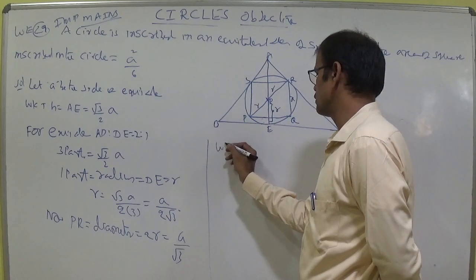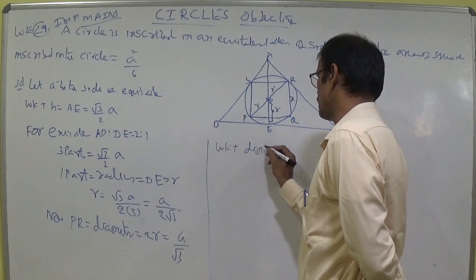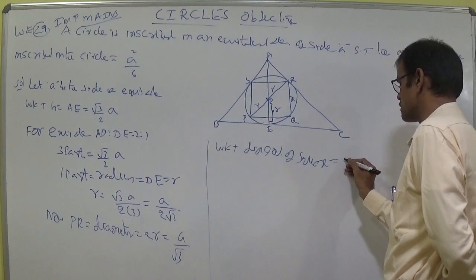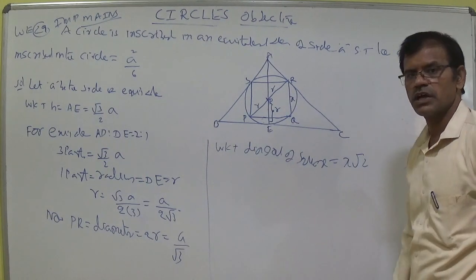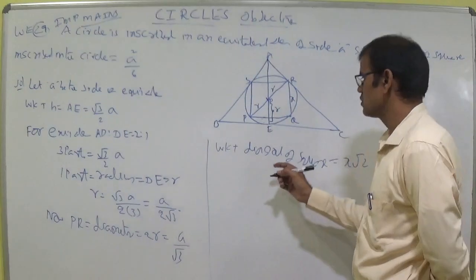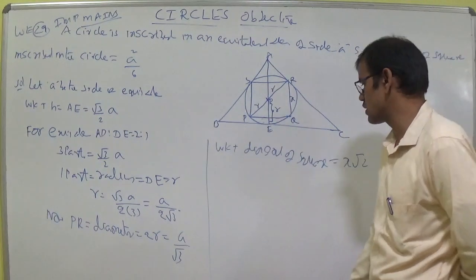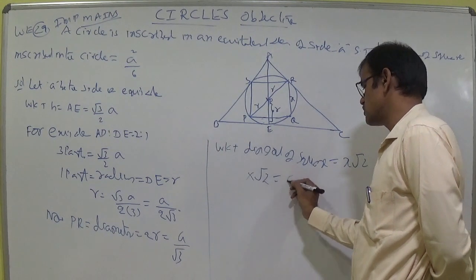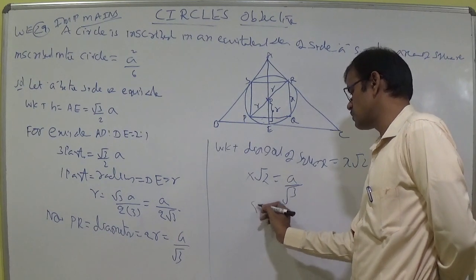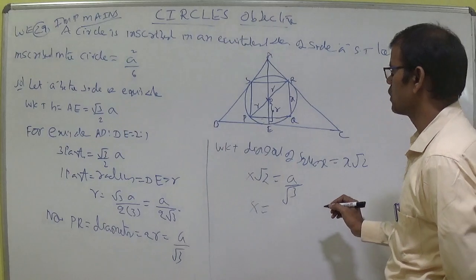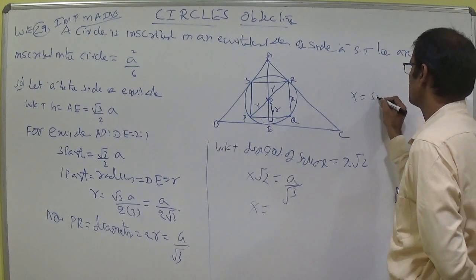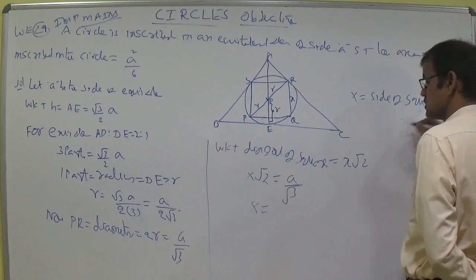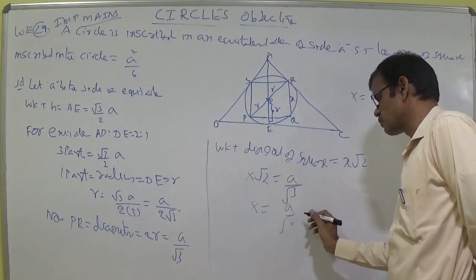Now we know that the diagonal of a square is equal to x into root 2, side into root 2, because x square plus x square gives root 2 x square. That is the concept. So you can write here x into root 2 is equal to a by root 3. Here x is the side of the square. If you are having any doubt, simply write like this: x is equal to the side of the square. So x is equal to a by root 6, you write.